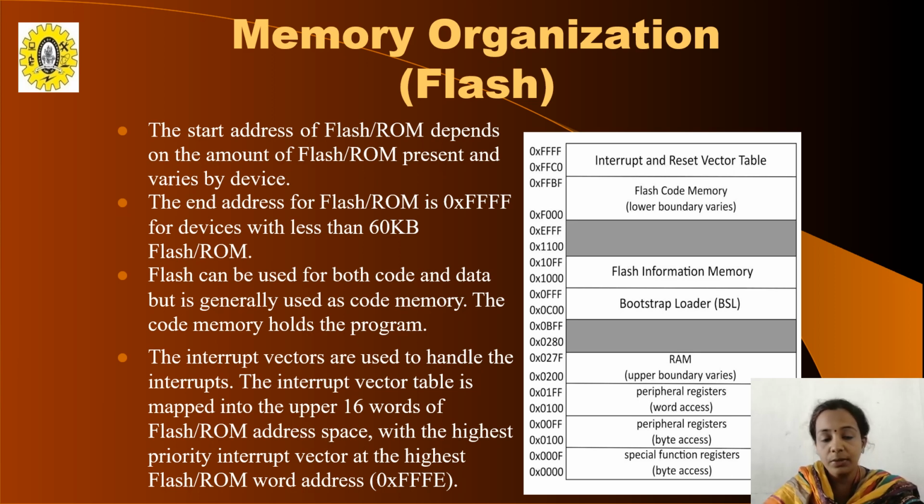The start address of the flash read-only memory depends on the amount of flash read-only memory present and varies by device. The end address for flash read-only memory is 0xFFFF. For devices with less than 60 KB flash read-only memory, flash can be used for both code and data, but is generally used as code memory. The code memory holds the program. The interrupt vectors are used to hold the interrupts. The interrupt vector table is mapped into the upper 16 words of flash read-only memory address space, with the highest priority interrupt vector at the highest flash read-only memory word address.